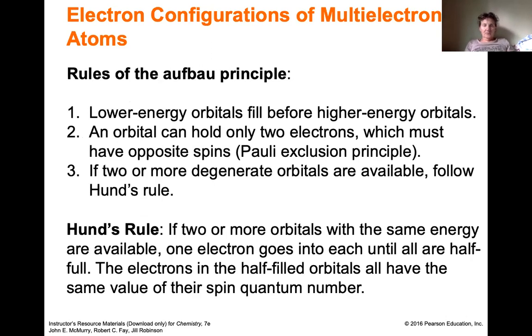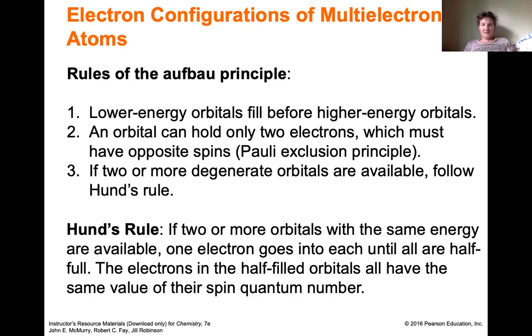And so the rules for putting electrons into the lowest energy are that the lower energy orbitals fill before higher energy ones. That makes sense. An orbital can hold only 2 electrons. That's what Pauli's exclusion principle says. And when they are in the same orbital, they must have opposite spins. One's plus 1/2 for m sub s, and one's minus. And if 2 or more degenerate orbitals are available, follow Hund's rule.